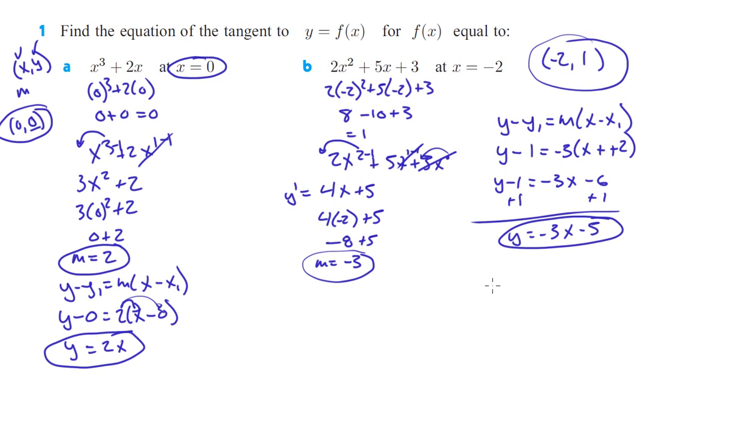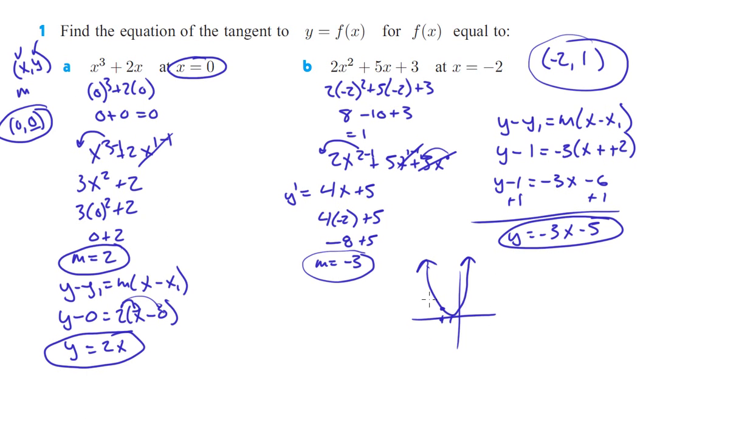That's the equation of the tangent line to this function at x equals negative 2. That's our answer. So just really quick so you get an idea, 2x squared plus 5x plus 3. Let's just pretend it looks something like this. Let's say here, I'm just making stuff up here, is negative 2.